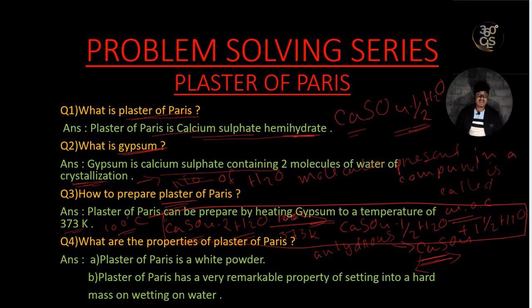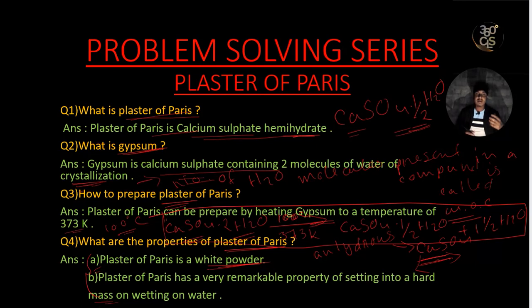Now the next problem is, what are the properties of plaster of Paris? Plaster of Paris का क्या क्या properties होता है? So following are the important properties of plaster of Paris. The first one is, plaster of Paris is a white powder. It's a white powder. Okay. The second one is, plaster of Paris has a very remarkable property of setting into a hard mass on wetting with water.